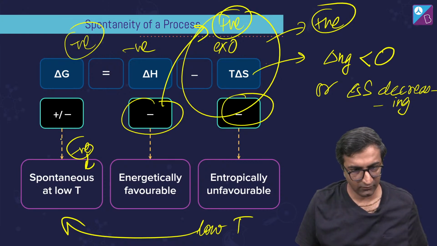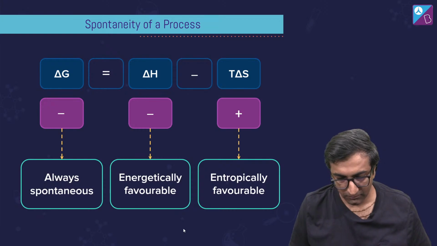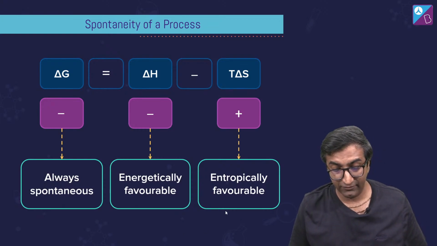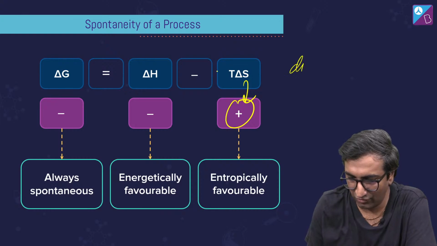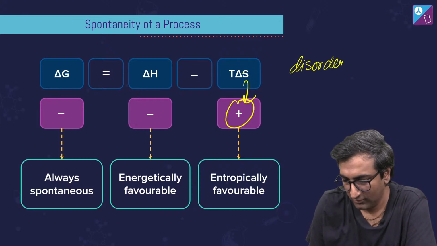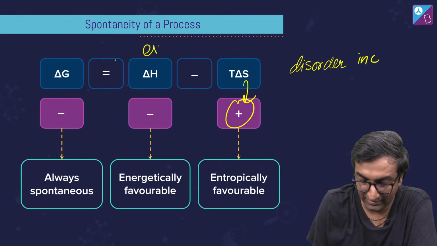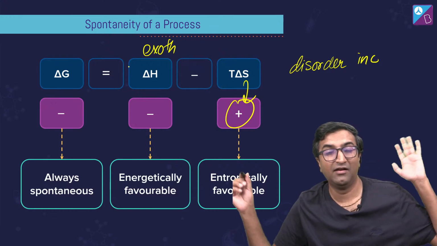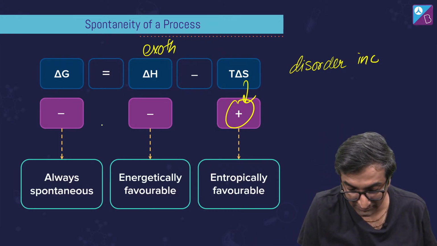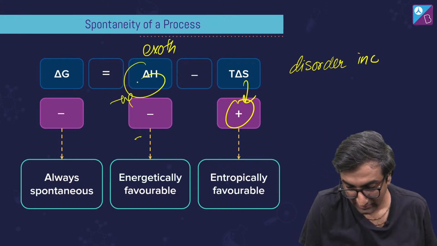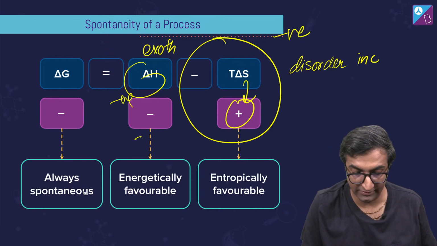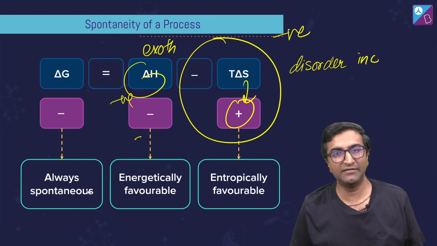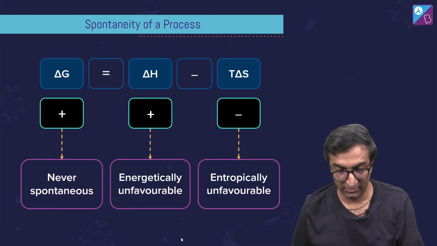Sweet. All right. So now, what if this becomes positive? That means disorder increases and it's an exothermic process. This means that this term is negative and this term is also negative. So delta G is always going to be negative, always spontaneous. Done? Easy? Awesome.